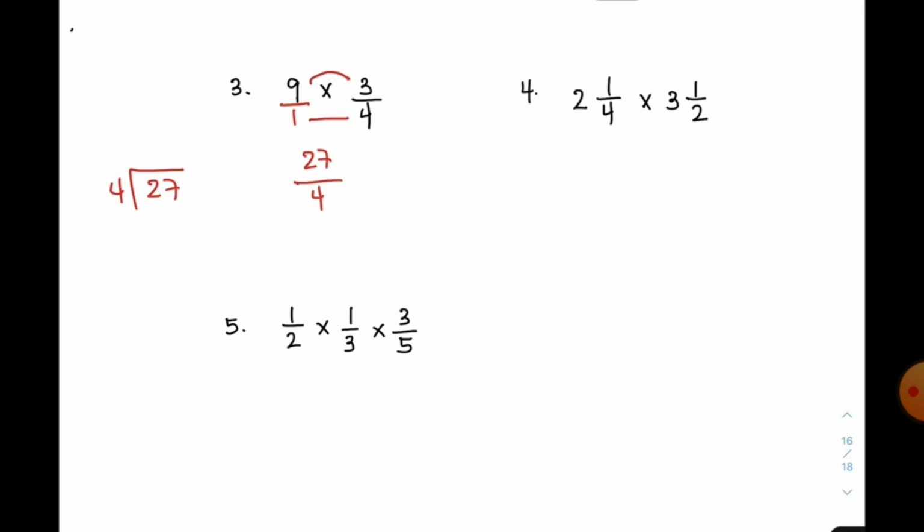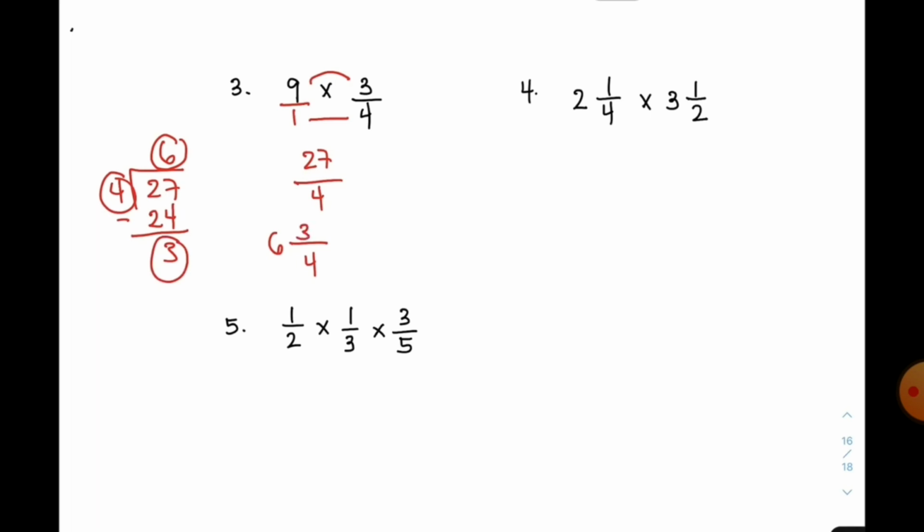So, 27 divided by 4, the answer is 6. Then, 6 times 4, that is 24. Then, subtract. So, our remainder is 3. So, therefore, our answer is copy 6 as our whole number. Then, our denominator will be our divisor, 4. And then, our remainder, 3, is our numerator. So, our answer is 6 and 3/4.